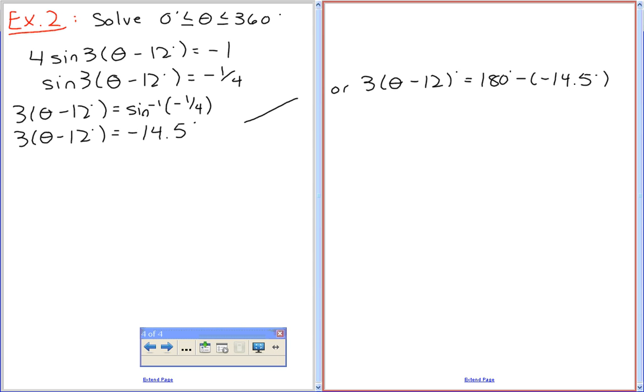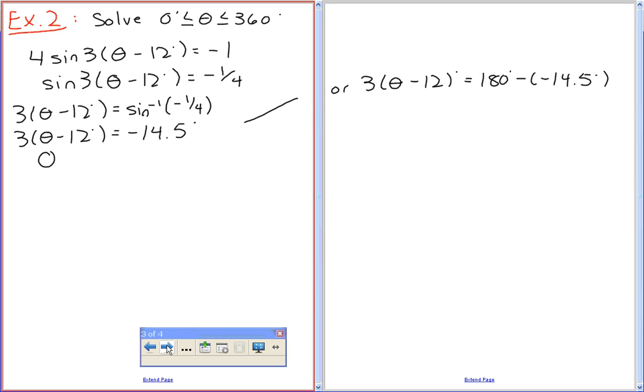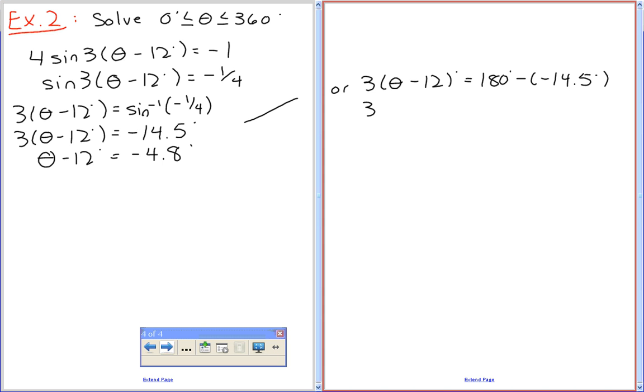Okay, on the left-hand side, Garnet, can you do the next step, please? Over here. Okay, very good. So this turns into theta minus 12. Negative 4 point something. 4.8, we'll call that. And this turns into 3 theta minus 12 equals 194.5. Can you also divide that by 3, please?